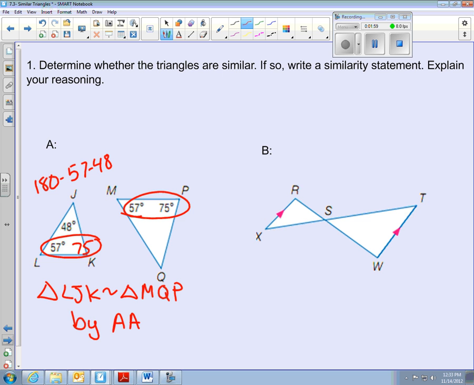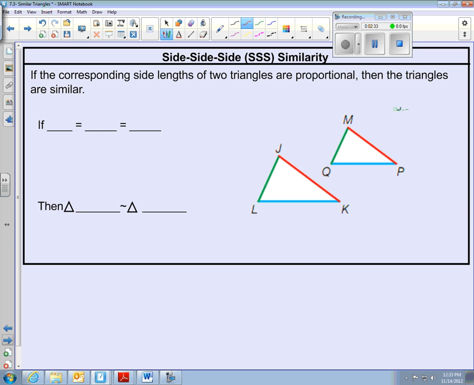All right, looking at B, I see I have some parallel lines, and I also notice that my two triangles meet at S. So we have some vertical angles, and with our parallel lines, we have some transversals that cut through and show us some more congruent angles. So now we have at least two of them that are congruent. So go ahead, I want you guys to write my similarity statement and then my reasoning for me to have that done for tomorrow. All right, now let's talk about side similarity.